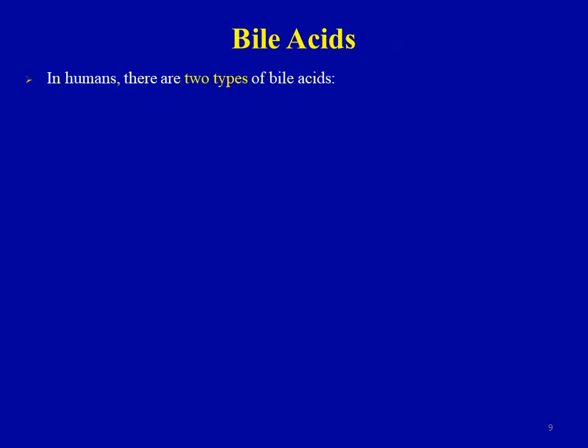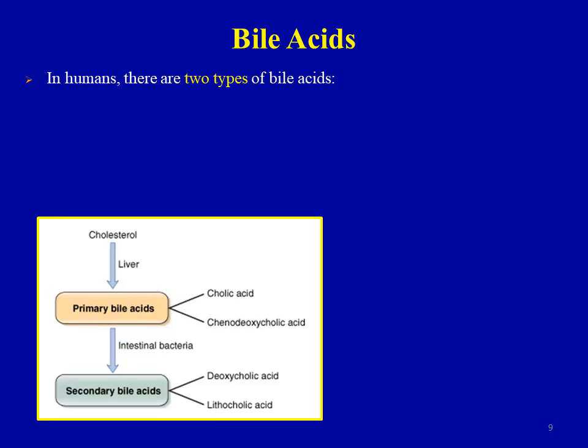In humans, there are two types of bile acids. These are the primary bile acids and the secondary bile acids. The primary bile acids are derived from cholesterol, as you can see here in this illustration, in the liver. Then when the primary bile acids flow into the intestinal lumen, they will be acted upon by the intestinal bacteria or the microbiota in the intestine to be converted to secondary bile acids. Primary bile acids and secondary bile acids can be conjugated or unconjugated.